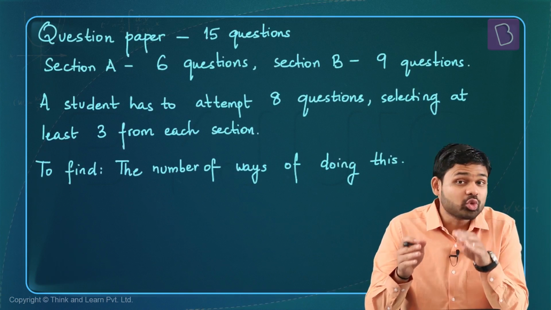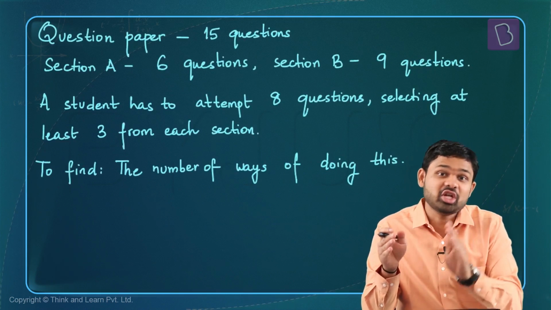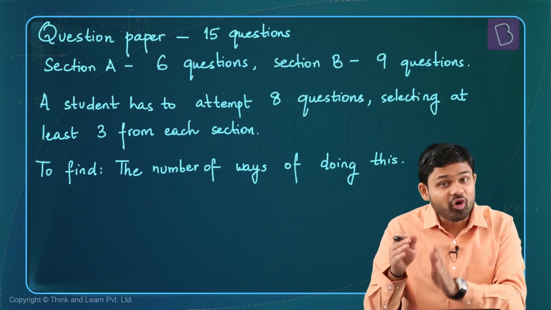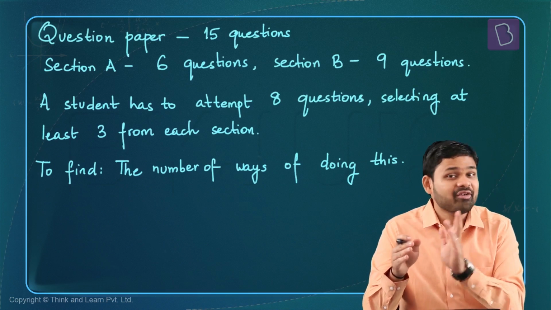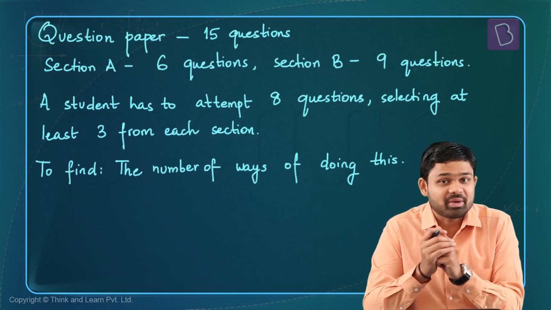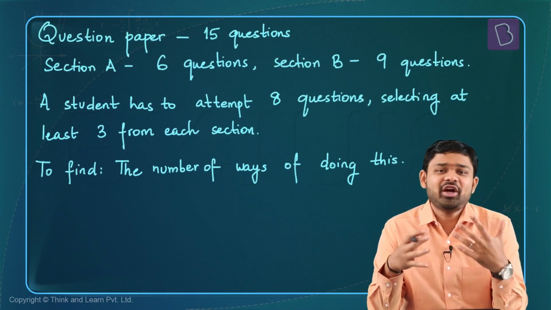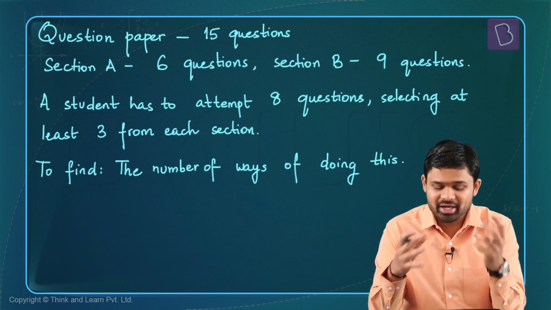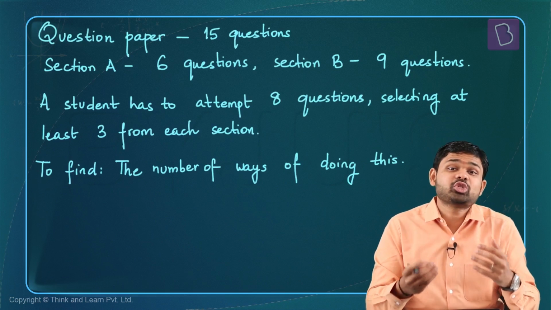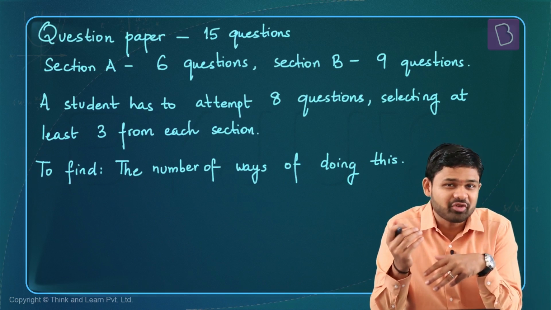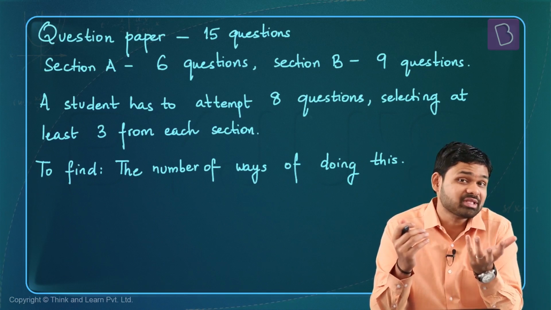So then a student can choose 3 from the first section and 5 from the second, 4 from the first and 4 from the second, or 5 from the first and 3 from the second. These are the 3 different cases which are possible. Now let's try and find out the number of ways in which this can be done. So what are the number of ways in which a student can choose 3 questions from the first section and 5 questions from the second section?